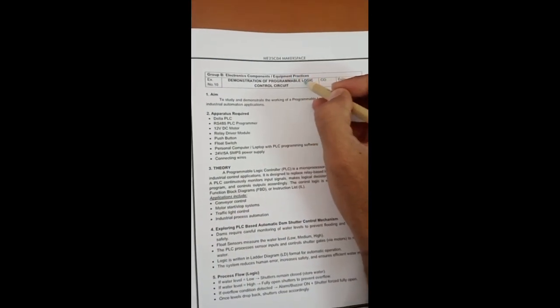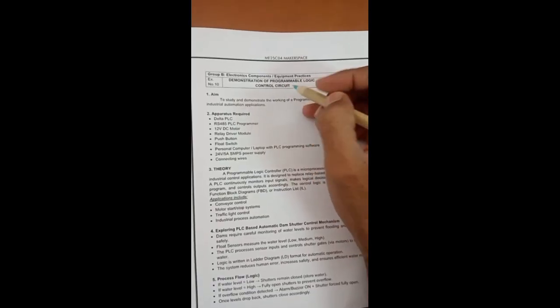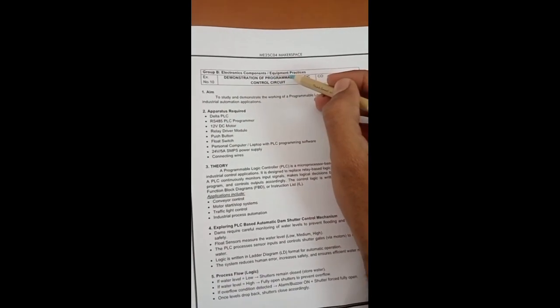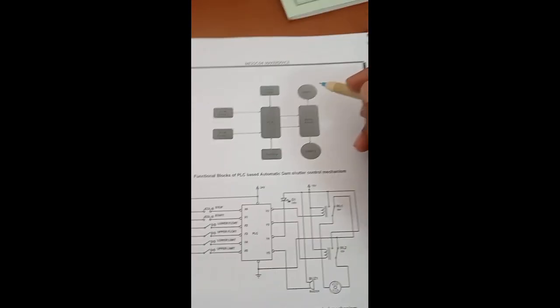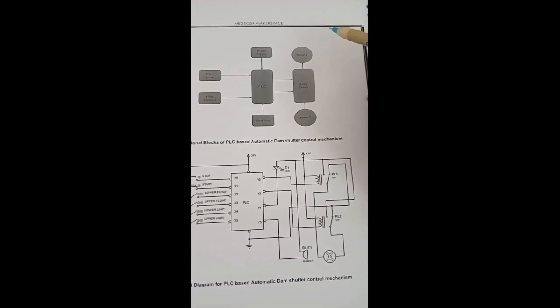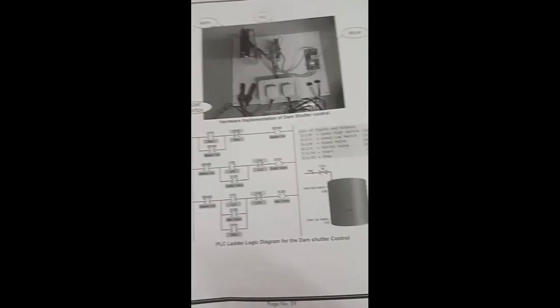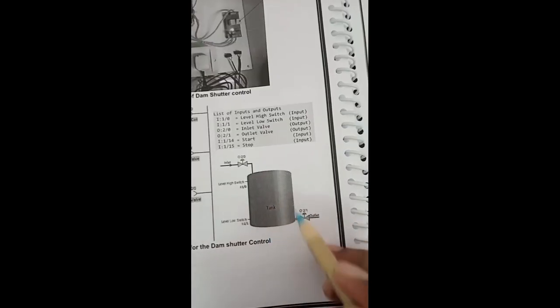This experiment will give you a small demonstration on PLC, that is Programmable Logic Control Circuit. And with the help of PLC, we are going to give a small demo on automatic dam shutter control. Let us assume a dam like this.